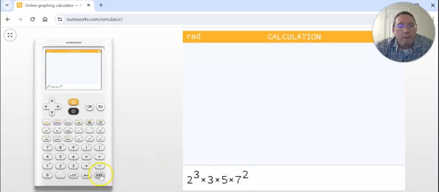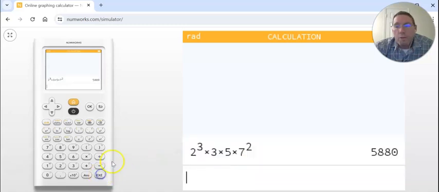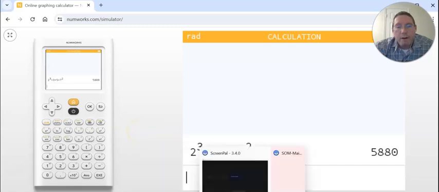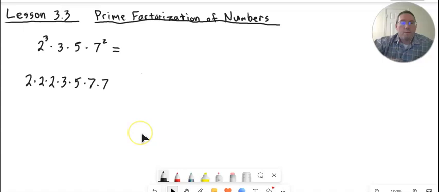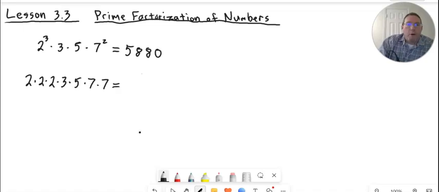And if we hit execute or enter or equals, this is what we get, 5,880. And therefore, this is the prime factorization of 5,880. We could also write it like this, 2 times 2 times 2 times 3 times 5 times 7 times 7, because this is also the prime factorization, but it does not use exponents. But this is the same thing.